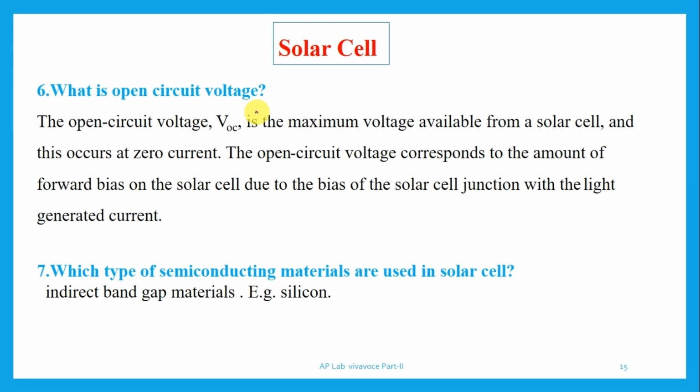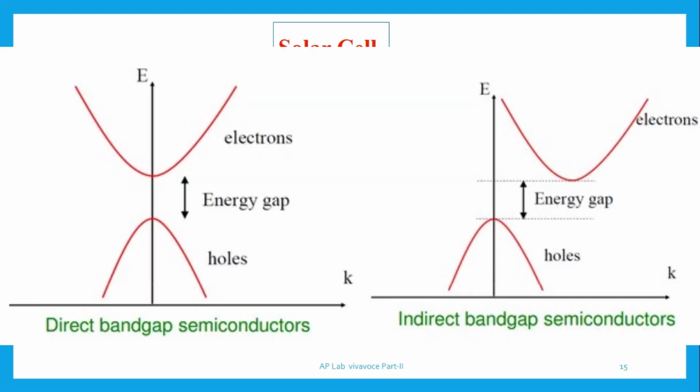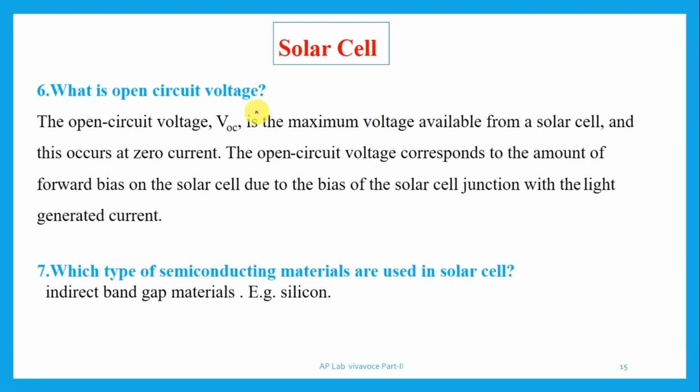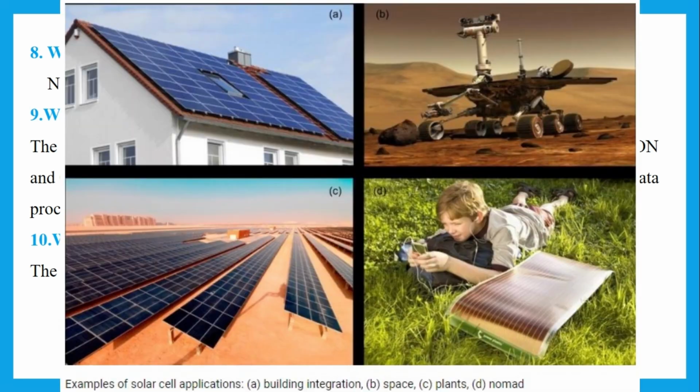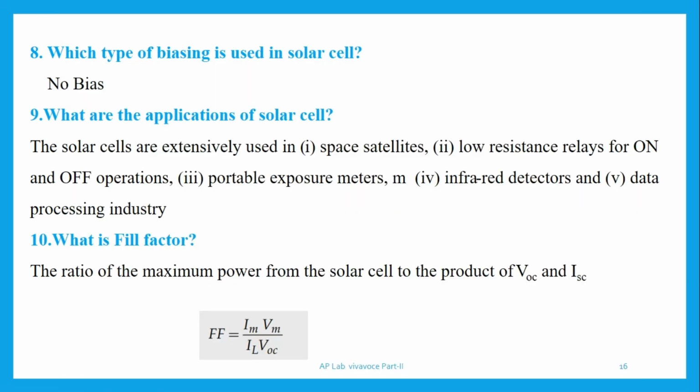Which type of semiconducting materials are used in solar cells? Indirect band gap materials, for example silicon, basically all pure semiconducting materials. Which type of biasing is used in solar cells? Basically no biasing mode. What are the applications of solar cells? Solar cells are extensively used in space satellites, low resistance relays for on-off operations, portable exposure meters, infrared detectors, and the data processing industry. So there are many places where we can use solar cells.